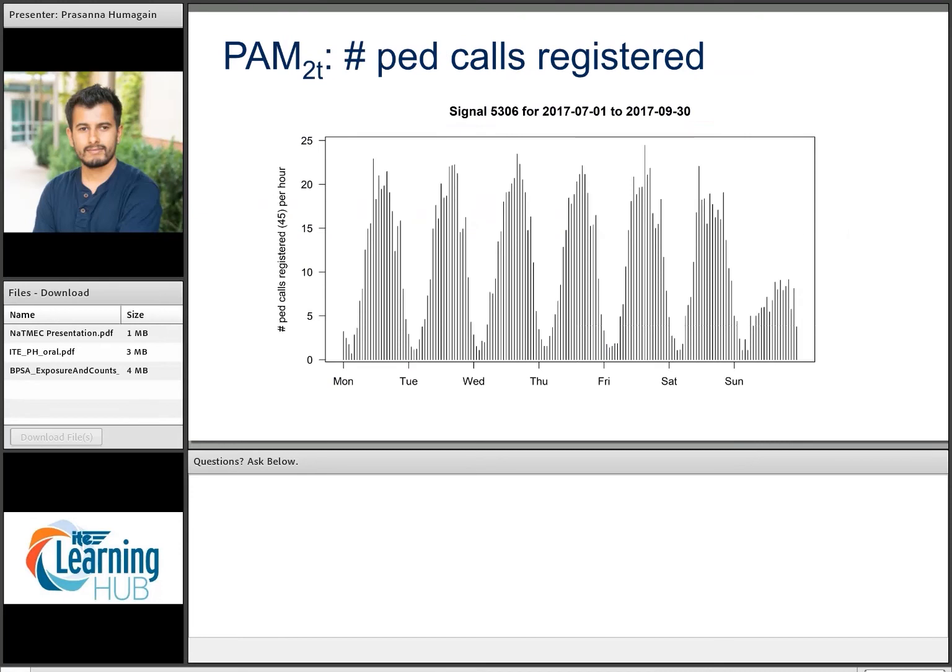So one example of these pedestrian activity metrics, that is number of pedestrian calls registered per hour, or 45s per hour, is shown here. As you can see, there is a distinct midday peak over here, and the pedestrian activity is consistently higher, with more than 20 pedestrian calls registered per hour.